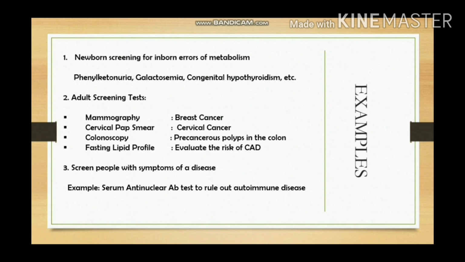The last one is to screen people with symptoms of a disease. I know this is a bit contrasting from the general criteria which we discussed in the previous slide that said disease must be detected before symptoms surface in the patient. But there are some exceptions. For instance, in this case, the symptoms of an autoimmune disease are very much similar to allergic symptoms such as rashes, itching, or feeling of fatigue. And if something like this has a cyclic pattern, a serum anti-nuclear antibody test can be done to rule out autoimmune disease.